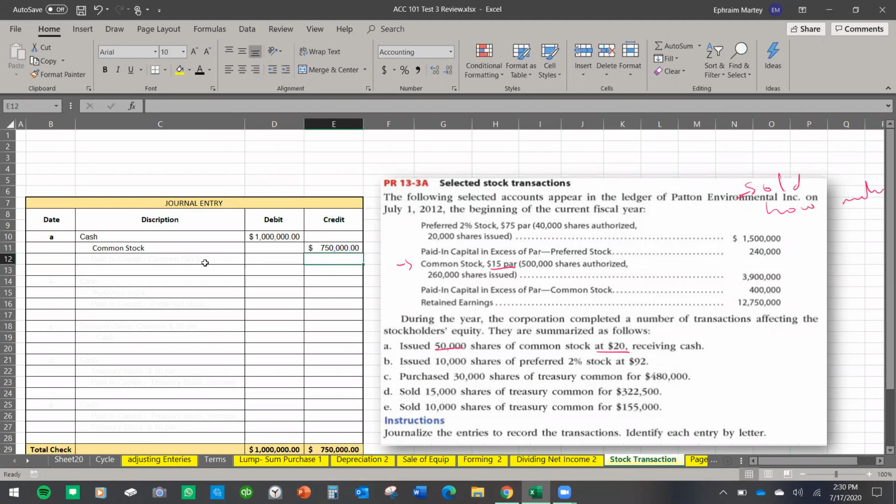Now we had a profit, because we sold it for more than the par value. So this is sold at a premium. When you sell it for more than the par value, that is a premium, that is more.